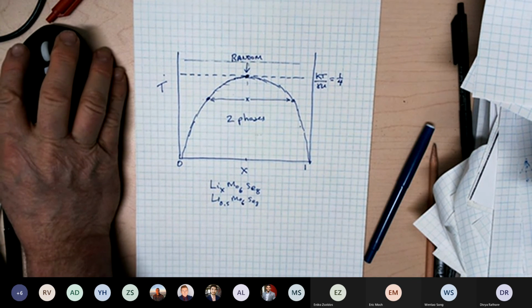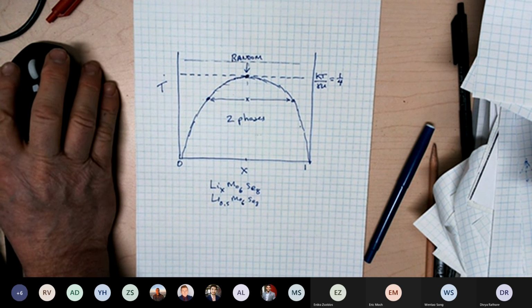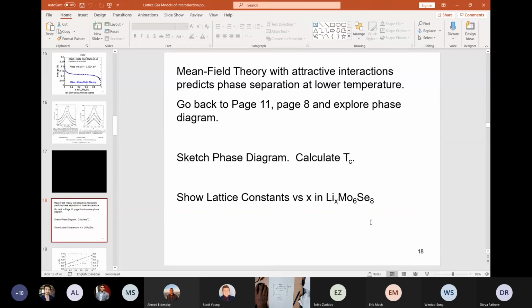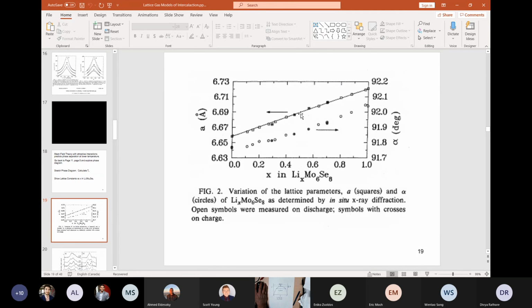So let's see if that's true. So how are you going to do the experiments? Firstly, you're going to use X-ray diffraction. And the key is that the lattice constant depends on the composition. So if phase separation takes place, a single X-ray diffraction peak at 50% should split into two, corresponding to the two coexisting phases. So let's see the experiment.